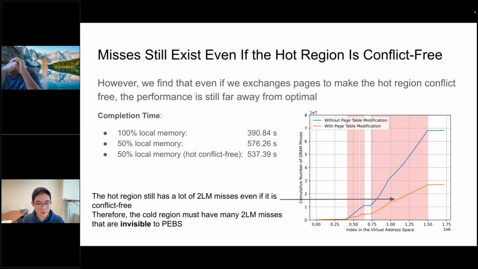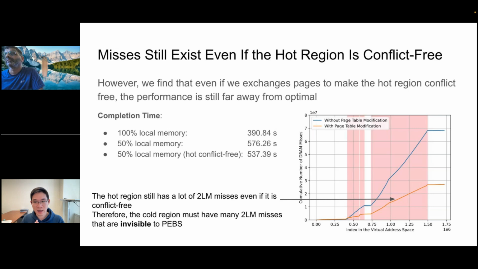Johan, can you explain this graph a little bit? Yeah. So the blue line is if we set the DRAM ratio to 50%. In that case, only half of the data can fit into DRAM. And the orange line is the DRAM distribution if we make the hot region conflict free, so a hot page won't conflict with another hot page.